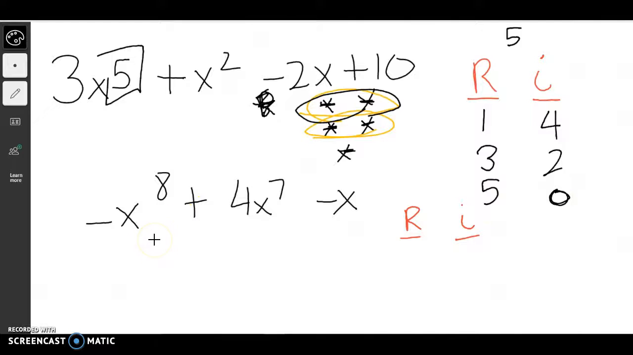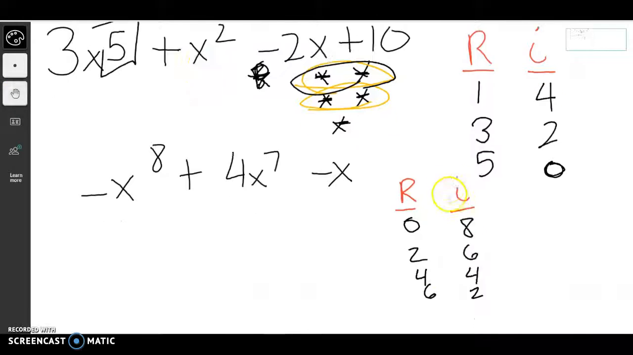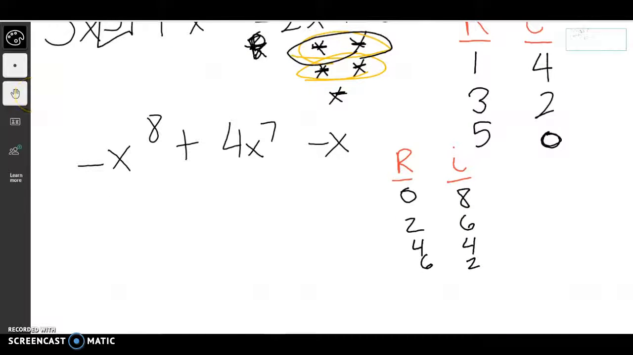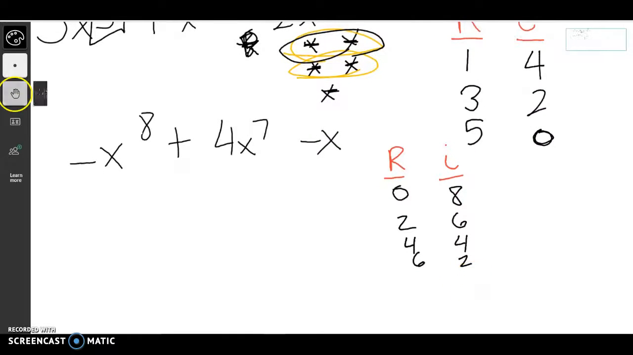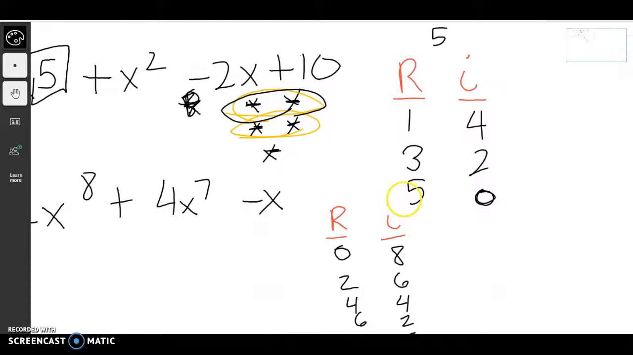Do the same game with 8. We could have 8 imaginary roots, or 0 real roots. We could have 6 and 2, 4 and 4, 2 and 6, and 0 and 8. The big thing with this stuff is you want to remember that we need to add up to be this number. So you start by taking even numbers, and then whatever's left over becomes your real numbers. Let's do the very last problem.